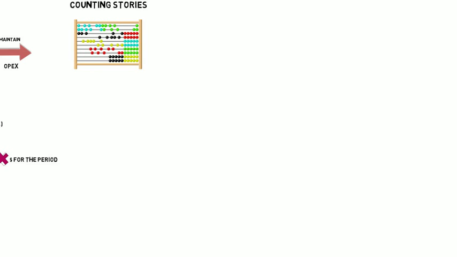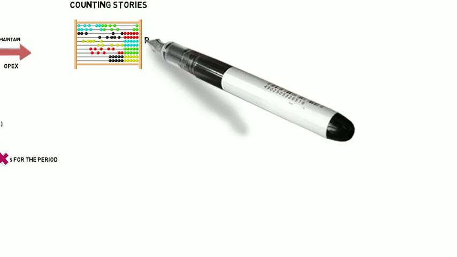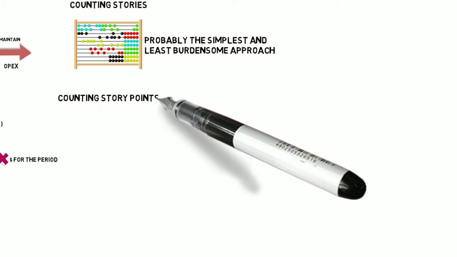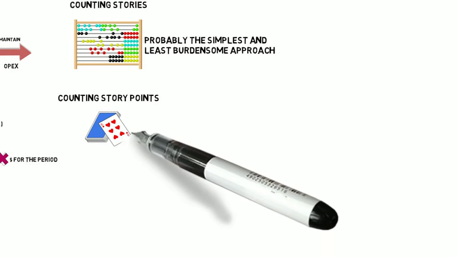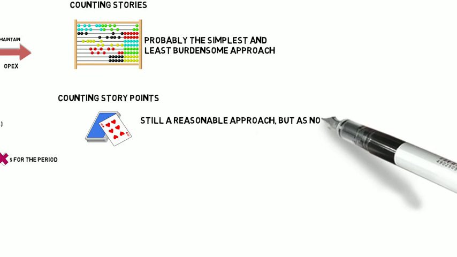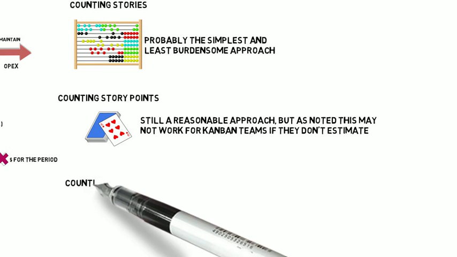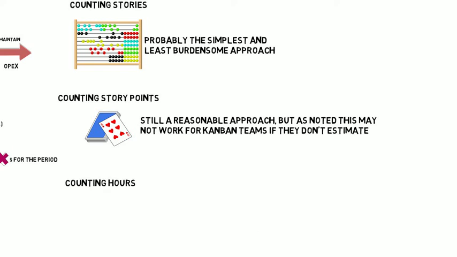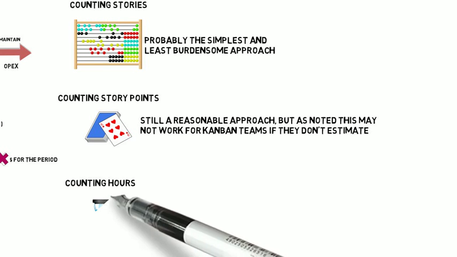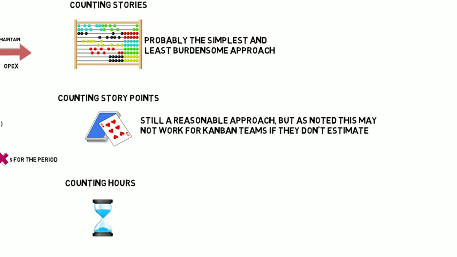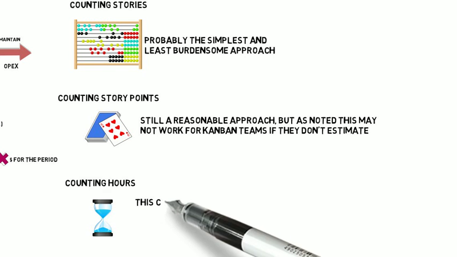In terms of counting stories, what we're going to see is we have our abacus here, but we're actually just counting the number of stories that we have. It's probably the simplest approach, and it's the least burdensome approach, and very easy just to count what stories we have. Now, if we start counting story points, still not too bad. Usually we do points estimating, and we have that. However, there's a caveat that is noted in the article, and also I want to note here, Kanban teams often don't estimate up front, and they often don't do point estimating, so you'll have to account for that if you're going to try and use this approach.